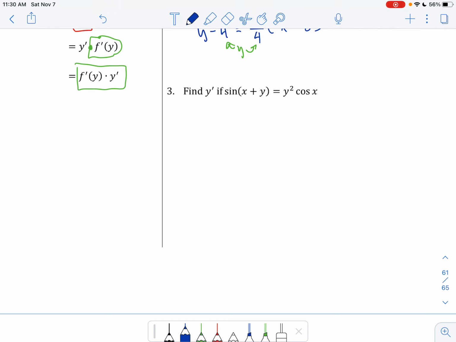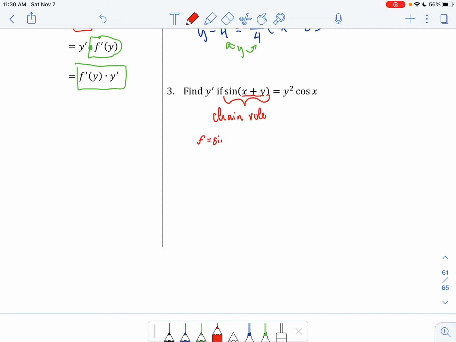Here it says, find y prime if sine of x plus y is equal to y squared times cosine squared. So the way you want to start is just differentiate each side separately. So I'm going to start with sine of x plus y, and this is just going to be the chain rule, because we have our inside function here and our outside function.